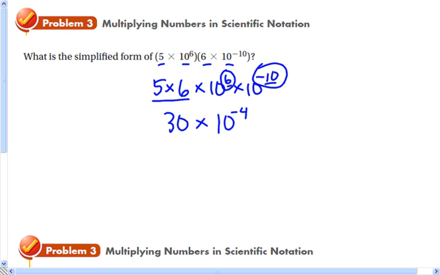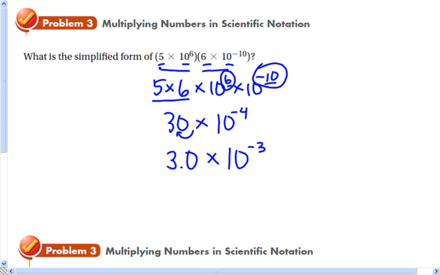And then if both these are in scientific notation, then our answer should be in scientific notation. To be in scientific notation, we need this first number to be greater than or equal to 1 but less than 10. And if we move the decimal over 1 to the left, that means we need to multiply by 10 one more time. So we are going to add 1 to the exponent, and that gives us 10 to the negative 5th.